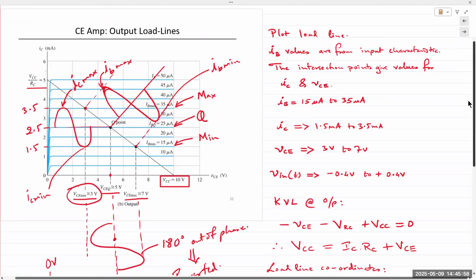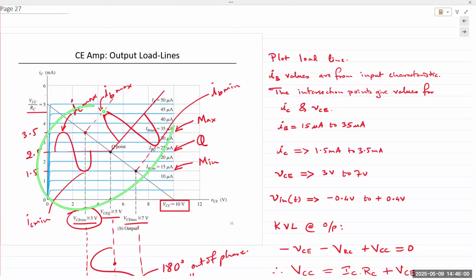Okay, let's talk about the diagrams. So we have 3 values. We have the Q point value for IB, we have the minimum, and we have the maximum value. When IB is at maximum, meaning at 35 microamps, translate to this point, and the corresponding IC value is 3.5 milliamps. So when IB is maximum, IC is maximum.